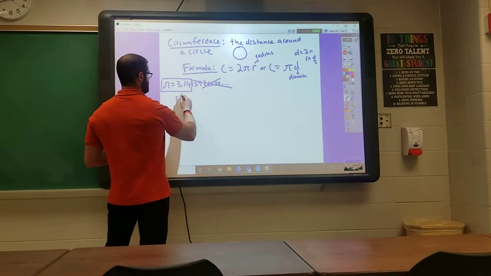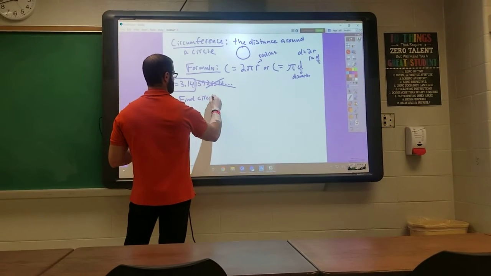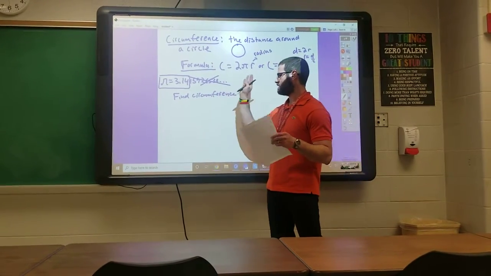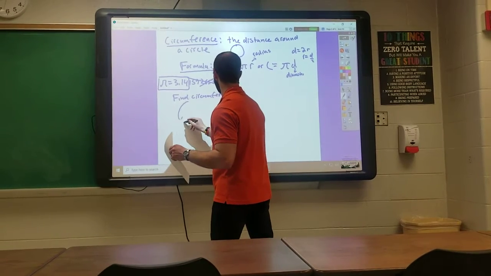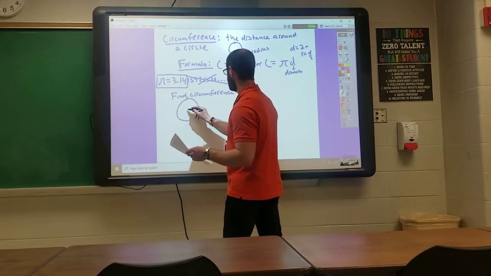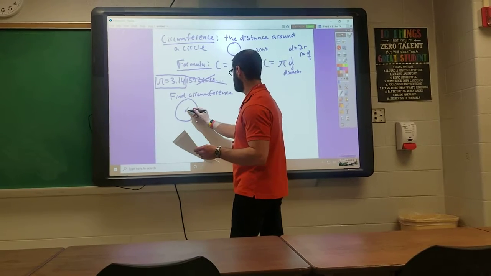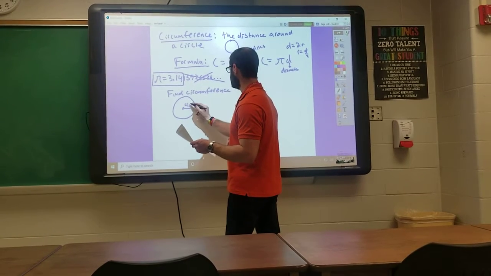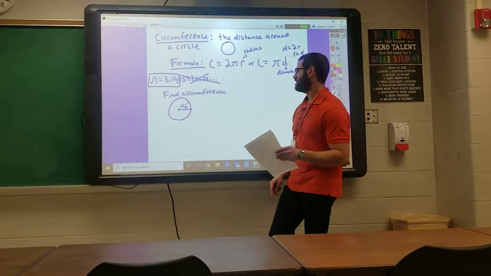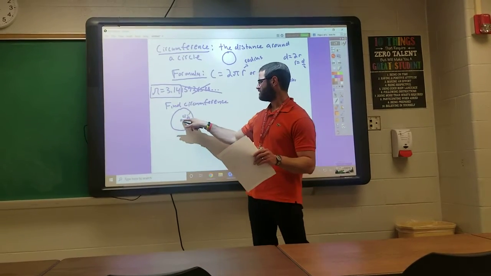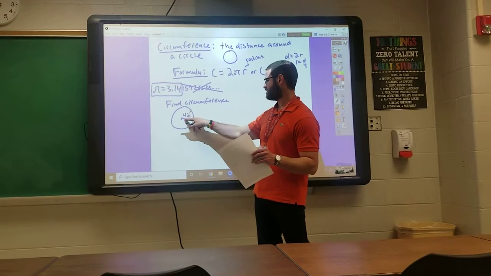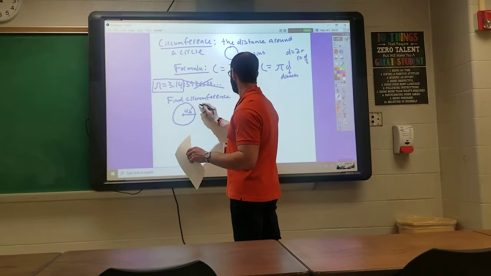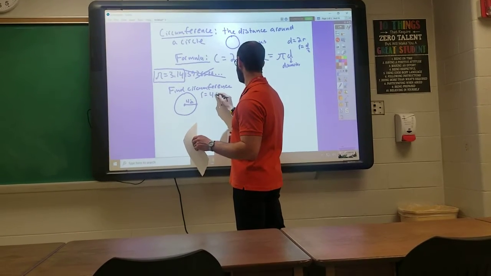I'm going to be finding the circumference based on the information I'm given in the diagram of the circle. So here's a circle. This represents the center point of the circle, and I have a distance here of 4 inches. What does this distance represent? You should be telling me that this represents the radius, right? That's halfway across the circle, the distance halfway across through the center point. So the radius, r, equals 4 inches.